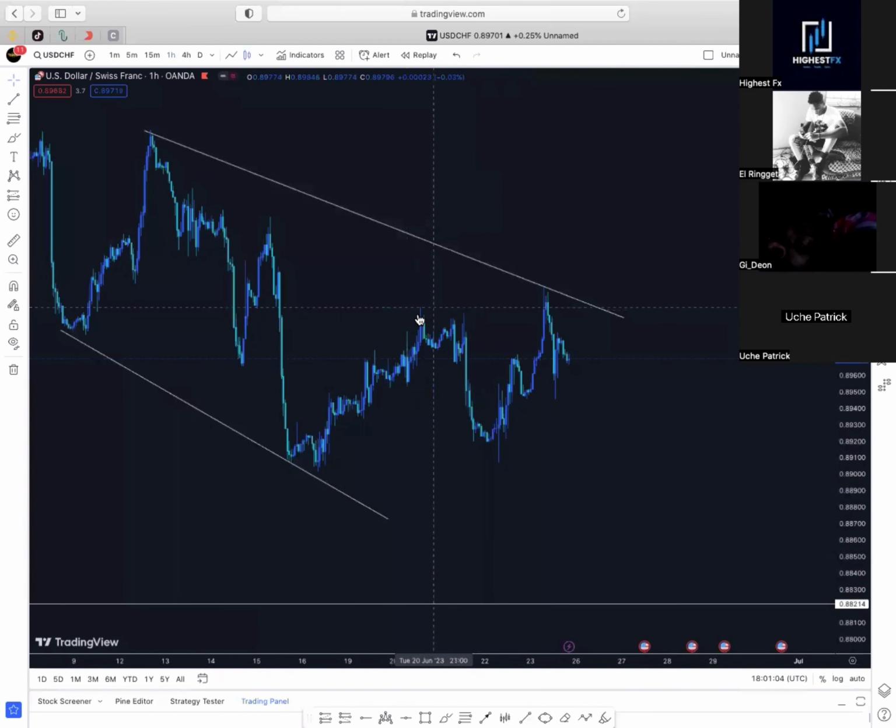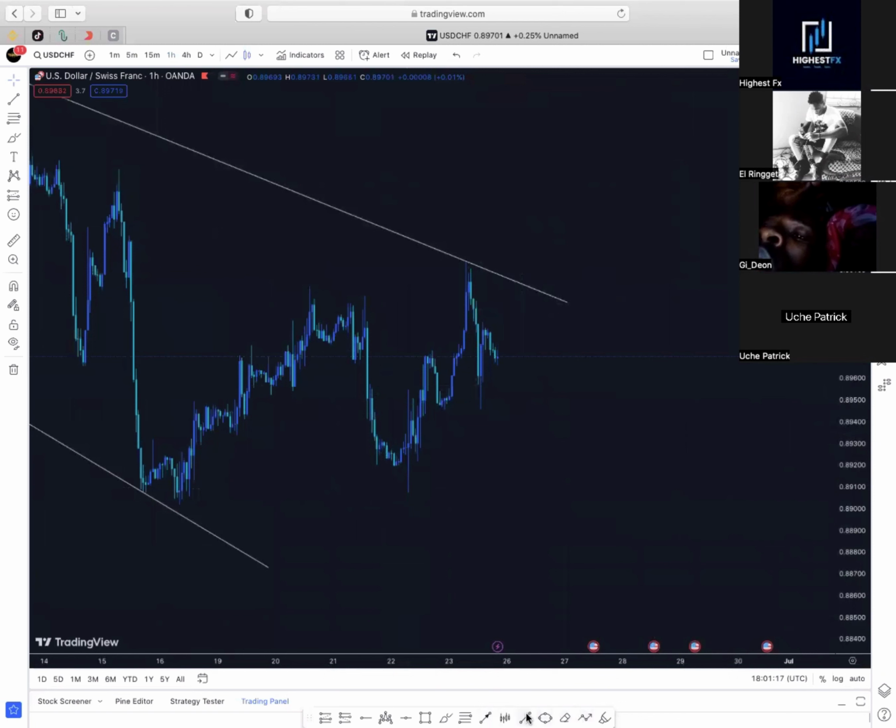So we had a sweep here, sweeping this high. So coming down is high probability. And from what the market is having right now, after rejecting the trend line, it has not given us a proper structure yet. So my focus for this is like this.